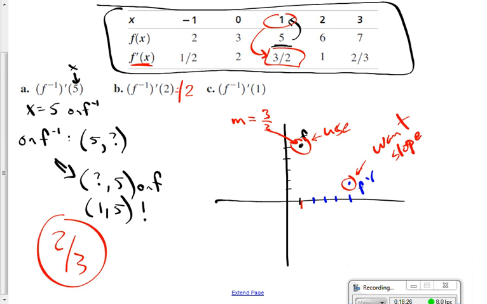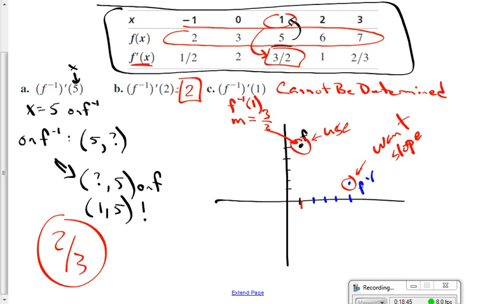This one has a value of 2. Not going to go through all of it because most of you had it. Part C, cannot be determined. And the key here for cannot be determined is that we cannot find F inverse of 1 because there's no 1 in the Y row for F of X. So we cannot determine that because we don't know the value of F inverse of 1. Good so far?